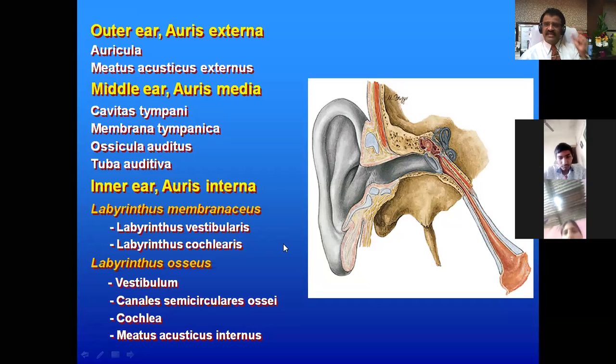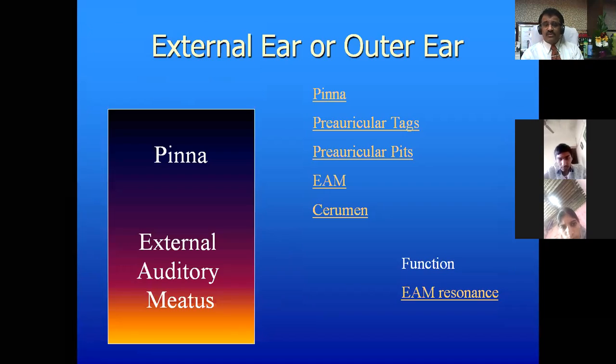So do middle ear properly. Along with that, you do study of eardrum and ossicles. And if at all you want to go into more depth, then you study internal ear also, because cochlea is very important. Well, external ear or outer ear, we'll try to understand through this slide.